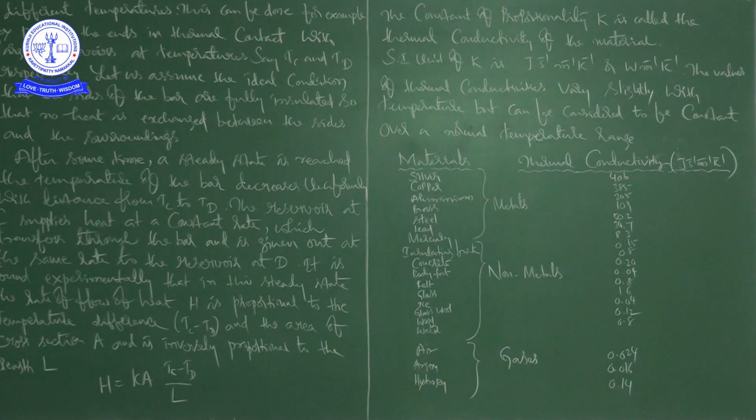At the same time, you can also write this as watt per meter per Kelvin. Joule per second is power, since power is work done by time, so joule per second can be replaced with watt. Watt per meter per Kelvin can also be written as the SI unit of thermal conductivity.